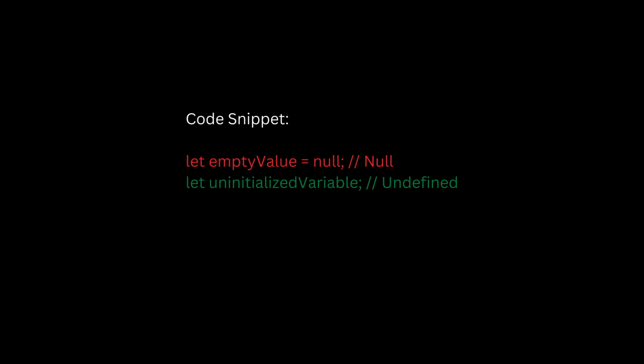JavaScript has two special data types, null and undefined. Both represent absence of a value, but in different contexts. Null is used when you want to explicitly denote that there's no value, while undefined is used when a variable has been declared but not yet assigned any value.